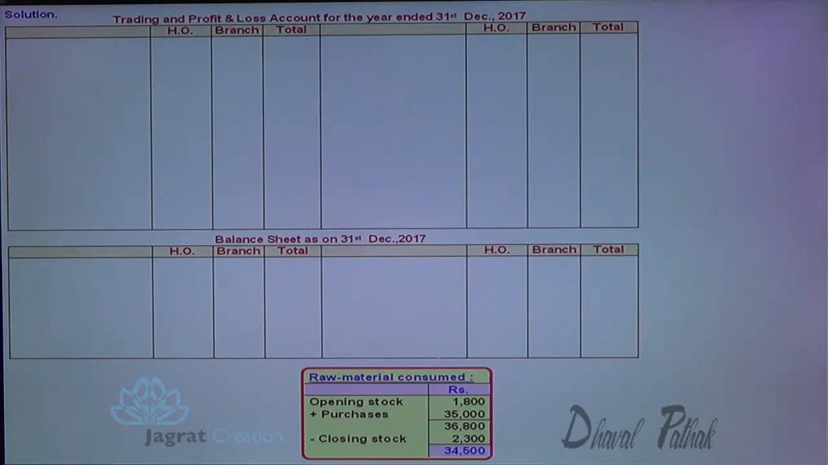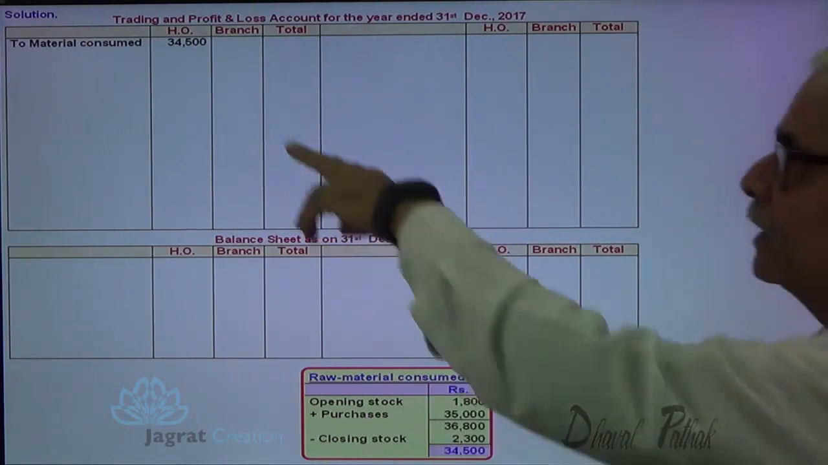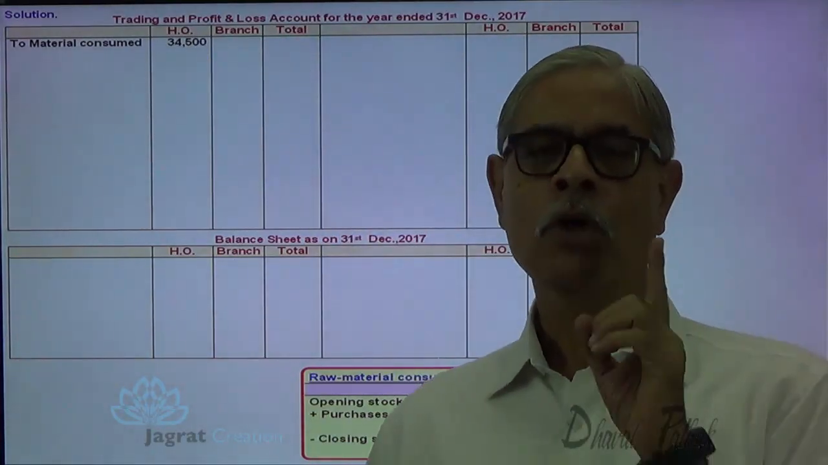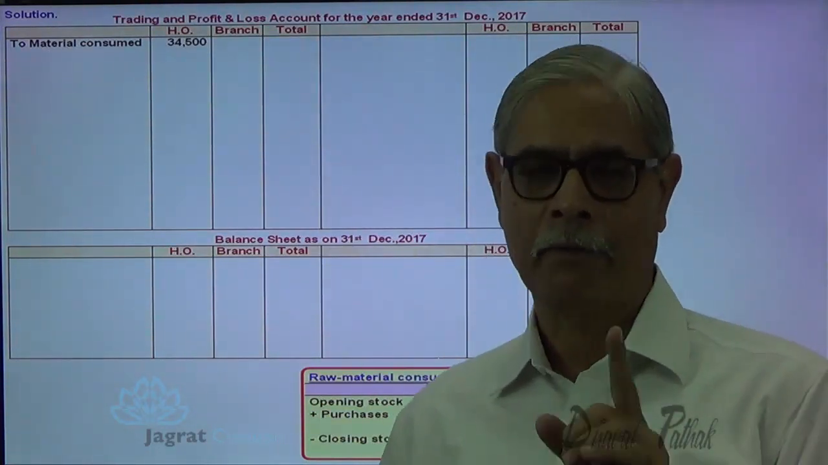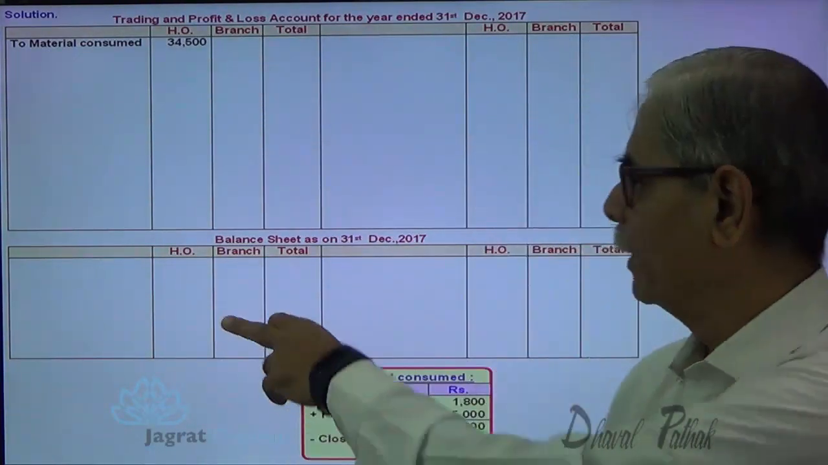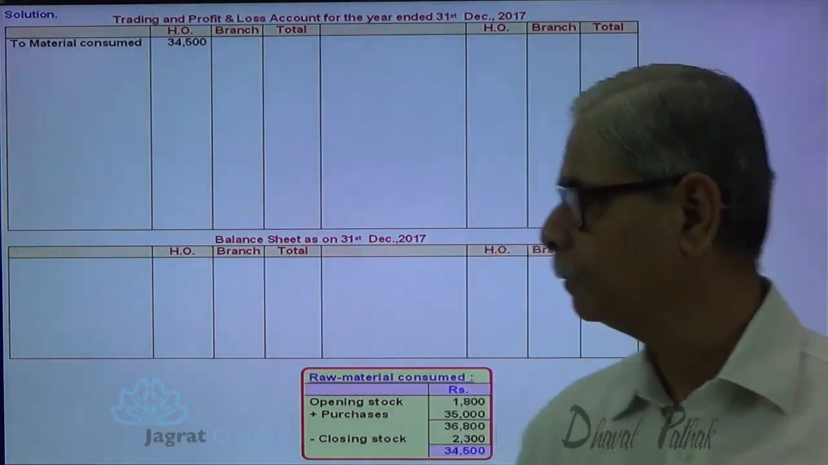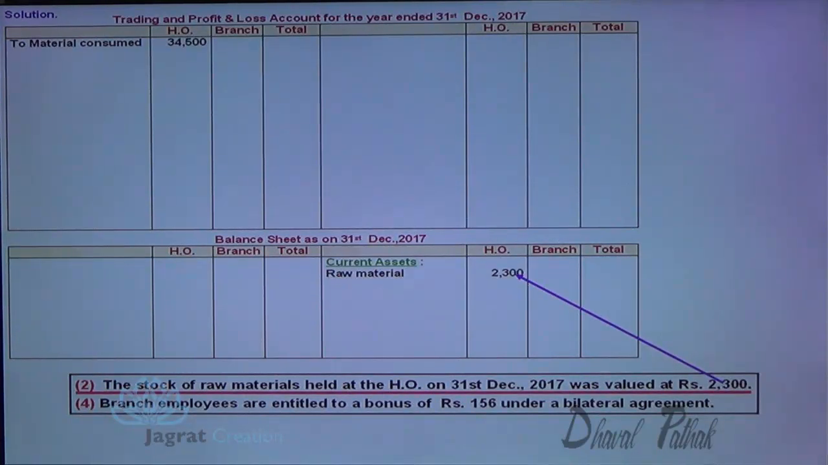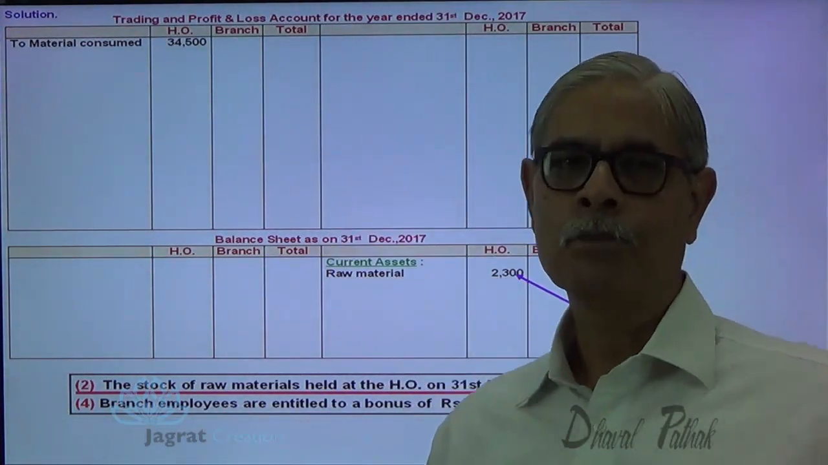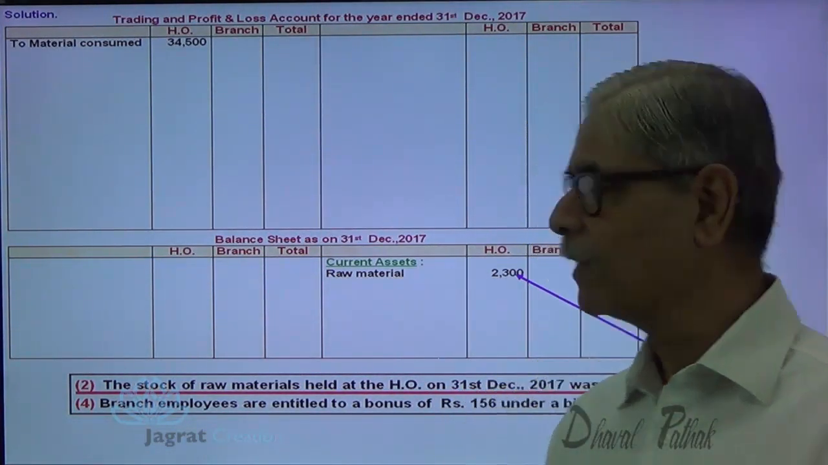Now, material consumed that I write on the debit side of HO's profit and loss account. By writing this material consumed, I will avoid writing opening stock, purchases and closing stock in trading account, but the closing stock of raw material will appear in my balance sheet. So stock of material 2,300, that will appear in the balance sheet. This stock is already accounted in this material consumed, so no need to write it once again in trading account.